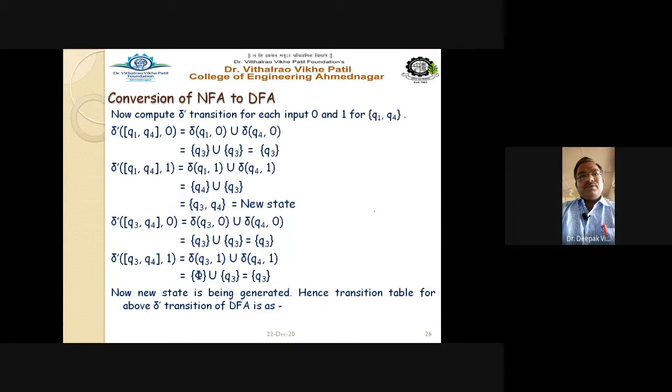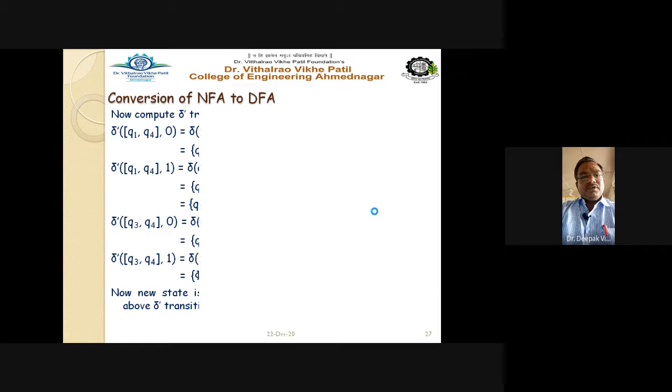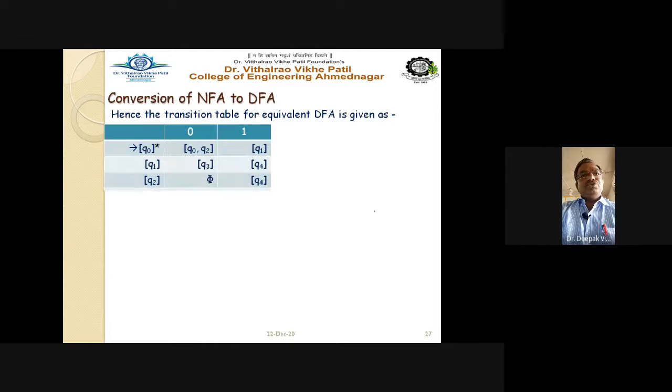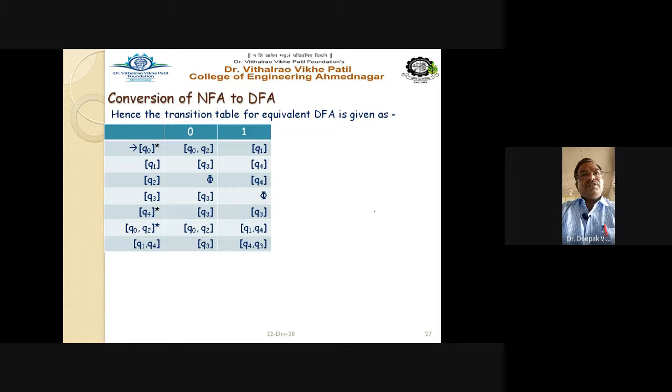Hence the transition table for the above delta dash transition for the resultant DFA is written as q0, q1, q2, q3, q4. These are the states already given in the NFA, and the new states are q0, q2, q1, q4, and q4, q3. And the transitions which we have already calculated for these, and all the states are written in square brackets because it is a DFA.